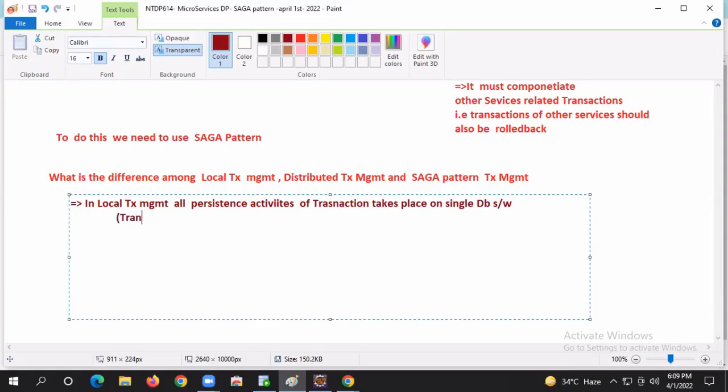What is this? Example, guys. Transfer money operation.